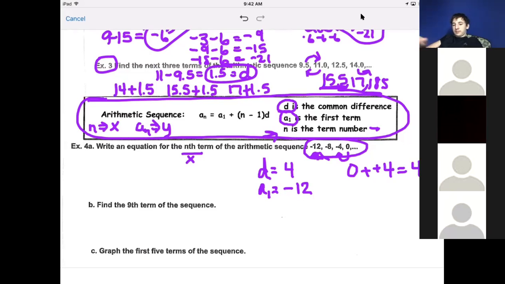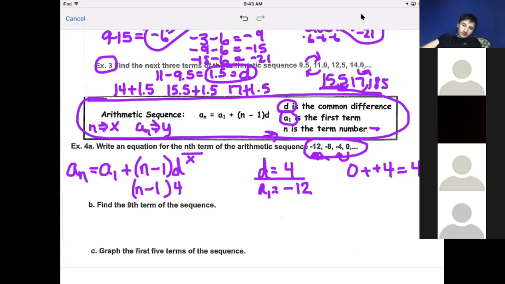Okay, now what we're going to do is take this base equation and plug in our D here. This stays the same because remember n is like x, so that stays the same. Plug in our A1. AN stays the same. And that's my equation. How's that? Not too bad?